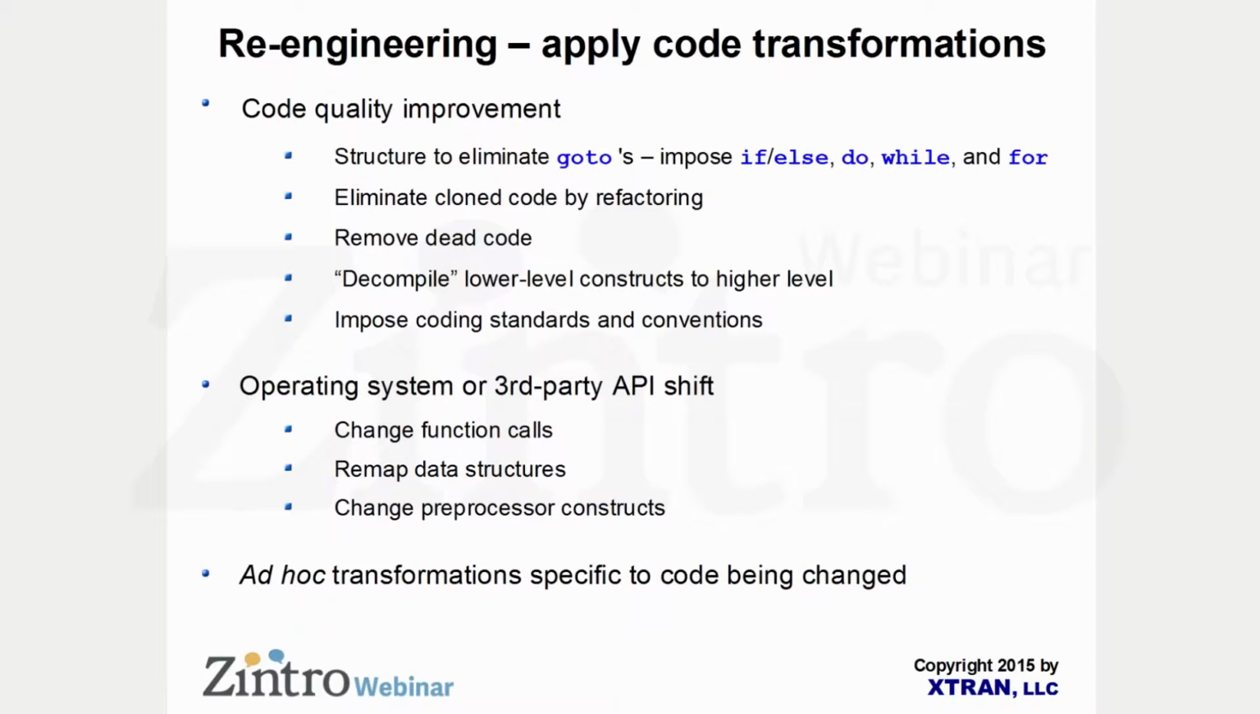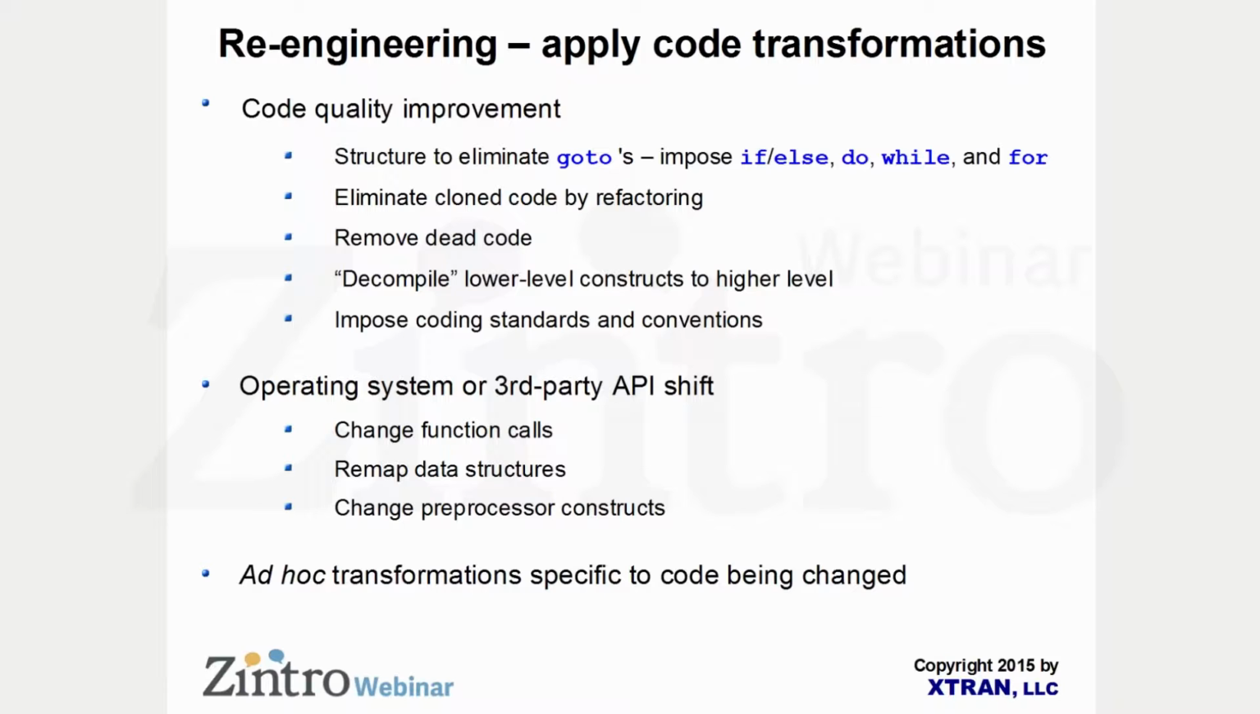Now let's move on to reengineering. Basically here we're talking about changing the code by applying transformations to it. And kind of paralleling our analysis breakdown, we've got code quality improvement. For example, we would like to get rid of those go-tos that we decided were evil. So we want to structure the code, impose if, else, do, while, and for in order to eliminate go-tos. Similarly, if we've got cloned code, we want to get rid of that by refactoring and eliminating the duplication. That's going to help us with maintenance a lot.